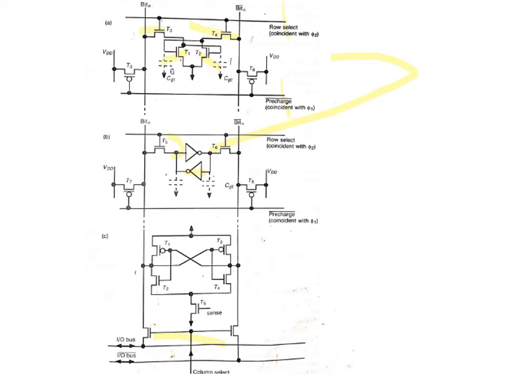Here the data inputs are given through the input output bus, and you use a control input, column select. For pre-charging we are using pre-charge bar, which is coincident with clock pulse phi 1, and you need one more control input, row select. The explanation for this will be given in the remaining slides.